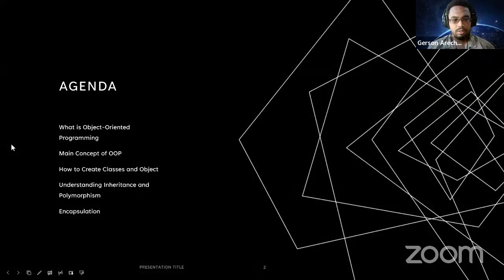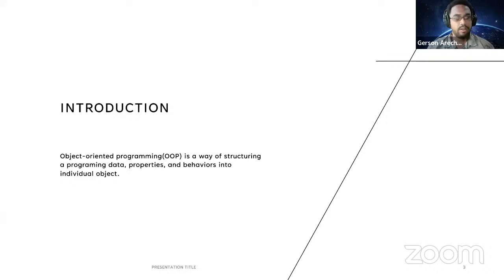All right, so what is the agenda for today? I will cover what is object-oriented programming, the main concepts of OOP, how you create classes and objects and what the difference is, understanding inheritance and polymorphism and how you would implement them using Python, as well as encapsulation. Then we're also going to do a hands-on and build a project out of the material that we learned today.